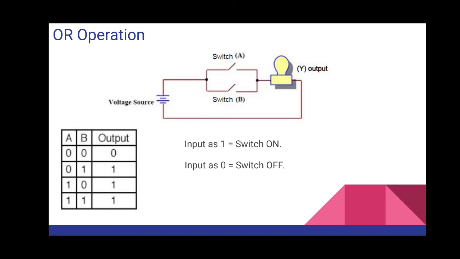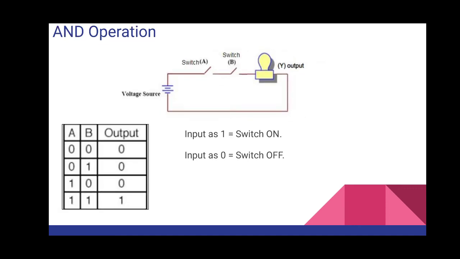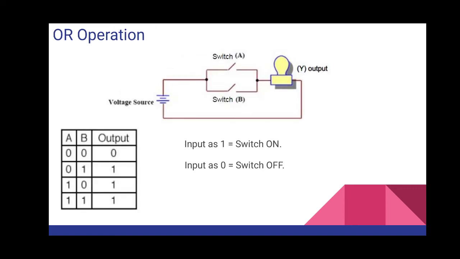Now here you can see the switches are arranged in the parallel format. In the earlier operation they were in series. Series means what? एक के बाद एक. Series में लगे हैं, connected है. But for OR operation these are parallel. So let us see how the bulb will glow. Okay. So let us see, first condition is what?